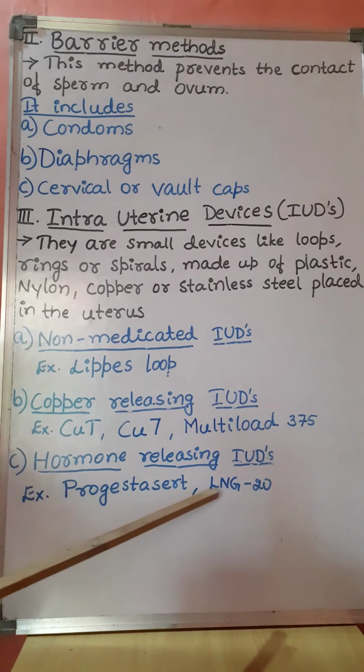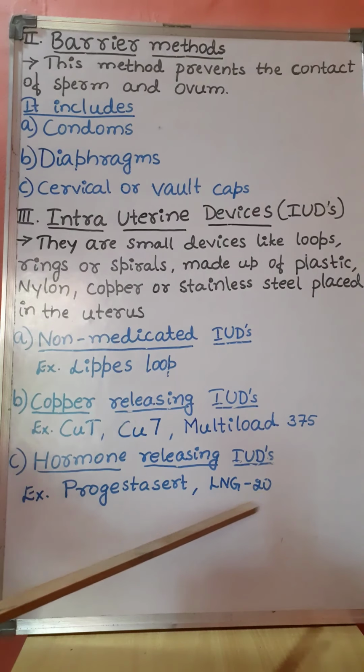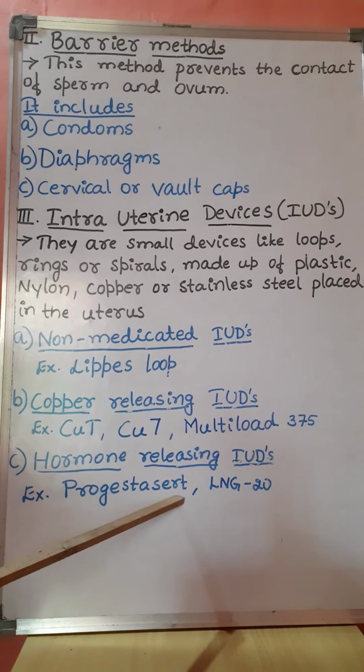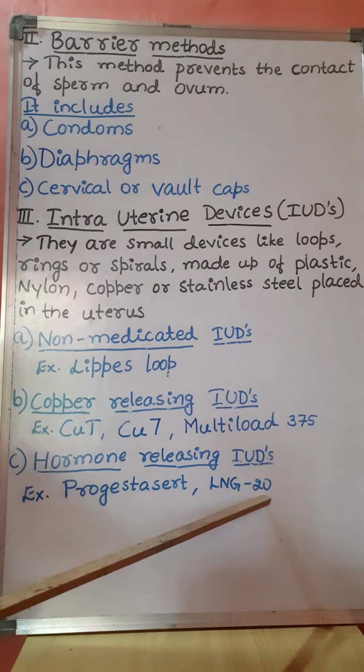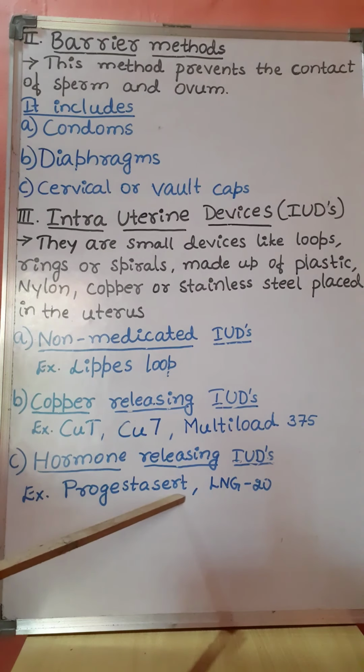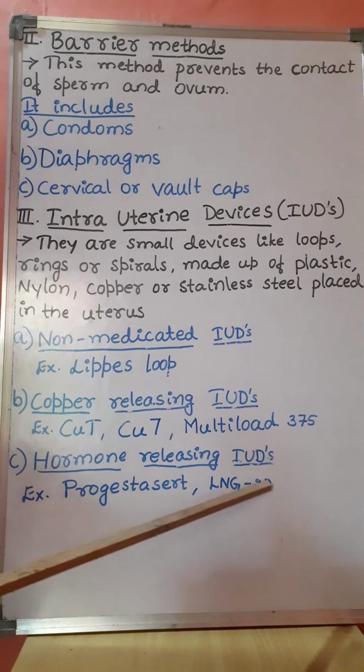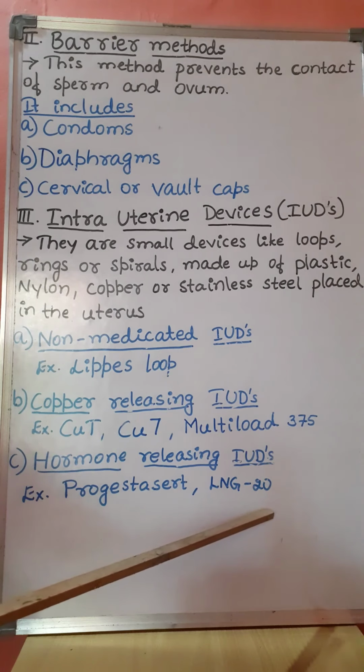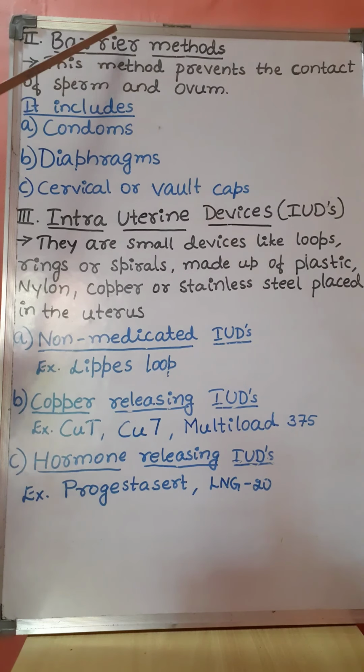Examples of hormone releasing intrauterine devices are Progestasert and LNG-20. This is about barrier methods and intrauterine devices. In the next class, let us discuss hormonal methods or pill methods or oral contraceptives, and injections, implants, etc. Thank you.